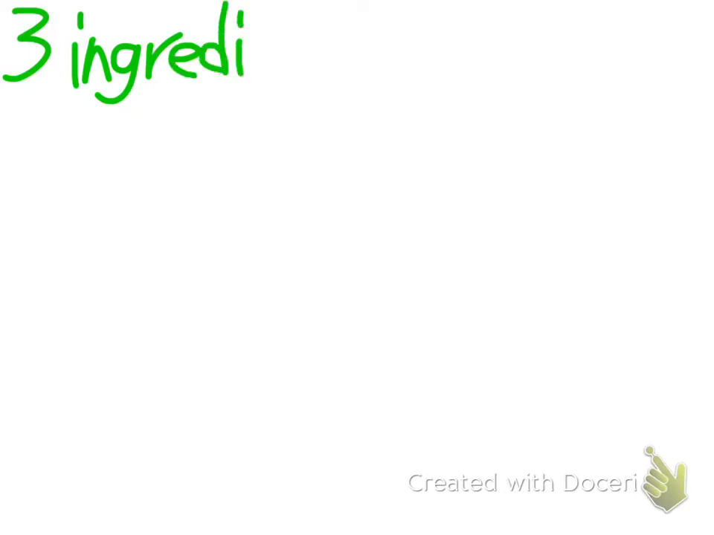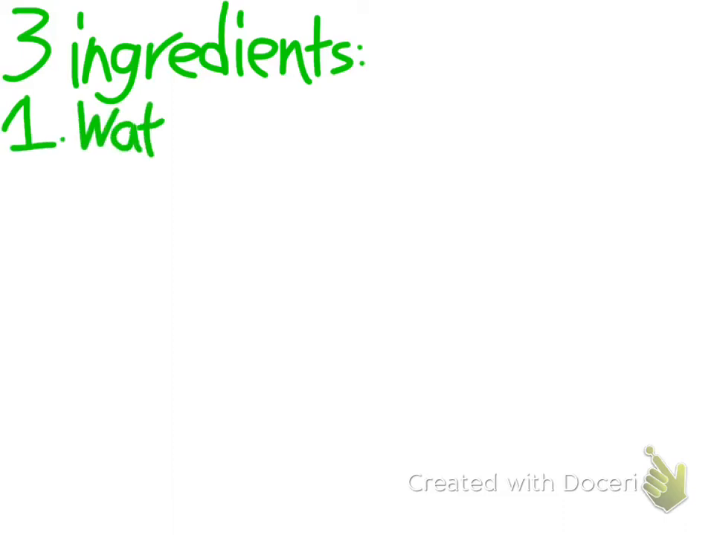So now let's get to actually explaining photosynthesis. There are three key ingredients that you need for photosynthesis. Ingredient number 1: water. Every living organism needs it, and plants are no exception.